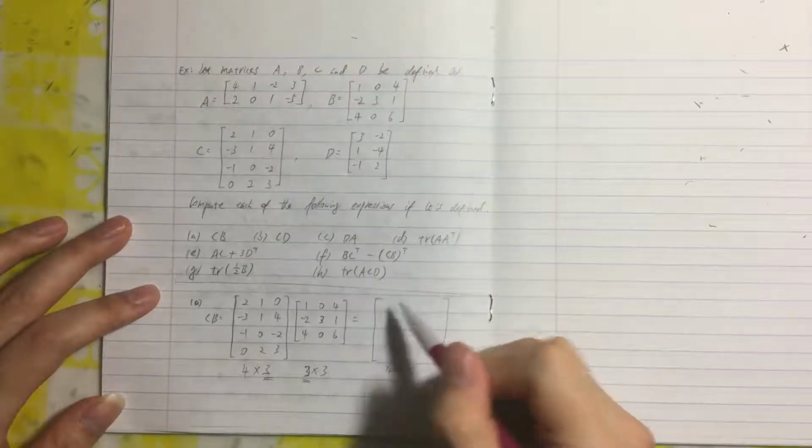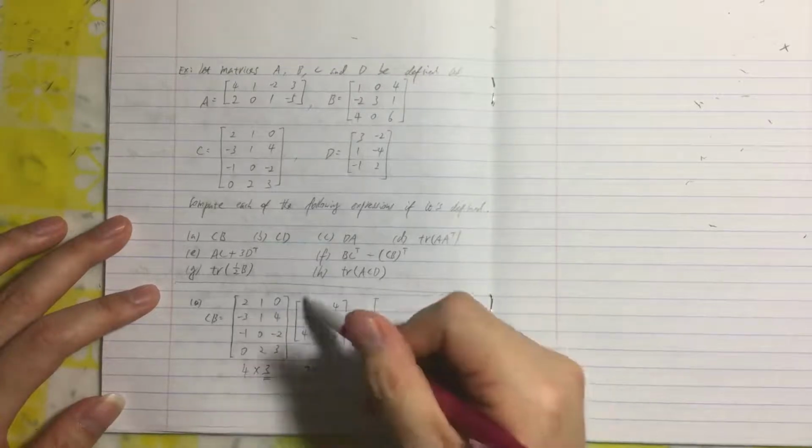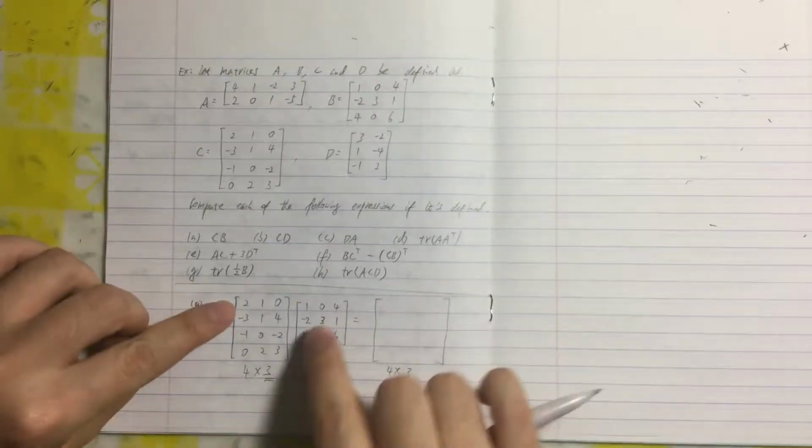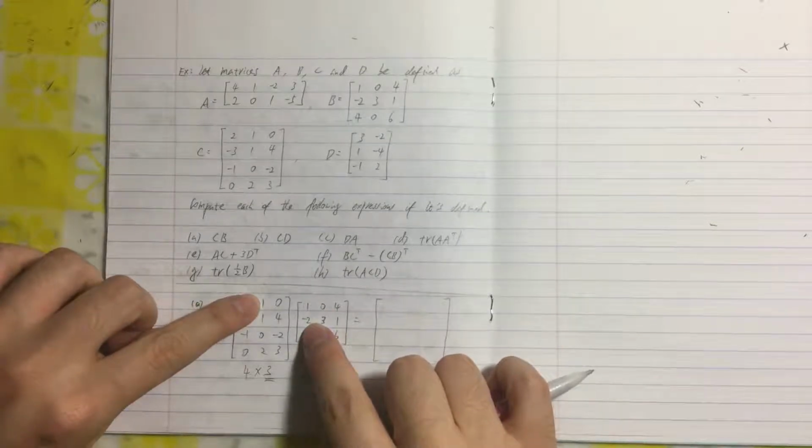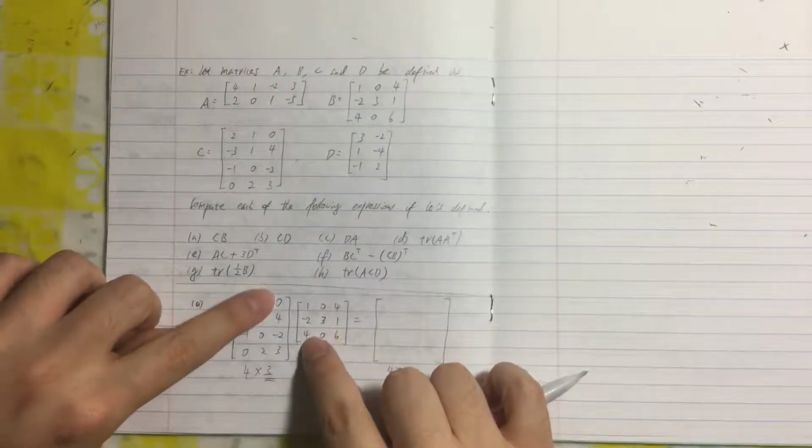For the first entry here, we use the first row times the first column. 2 times 1 is 2. 1 times negative 2 is negative 2. 0 times 4 is 0. 2 plus negative 2 is 0.